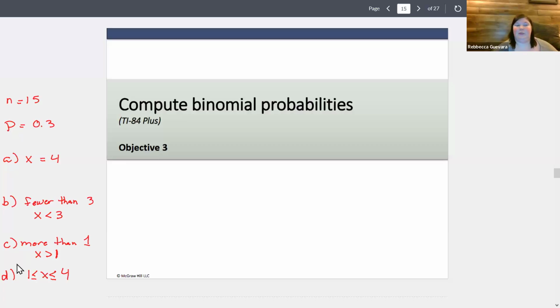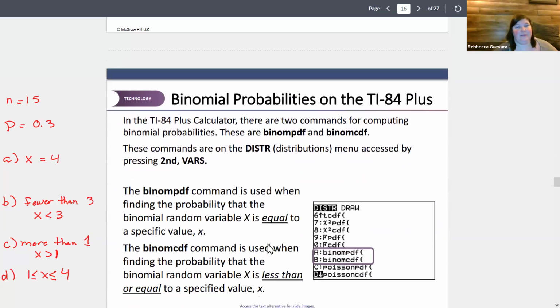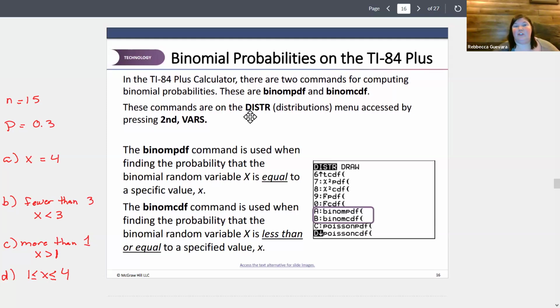Okay, I'll explain these notes here on the side in just a second, but we're going to do this with a TI-84. We're going to start finding these binomial probabilities. So binomial probabilities on a TI-84, there's two different ones that we have. We have this one, which is binom, and it says PDF.